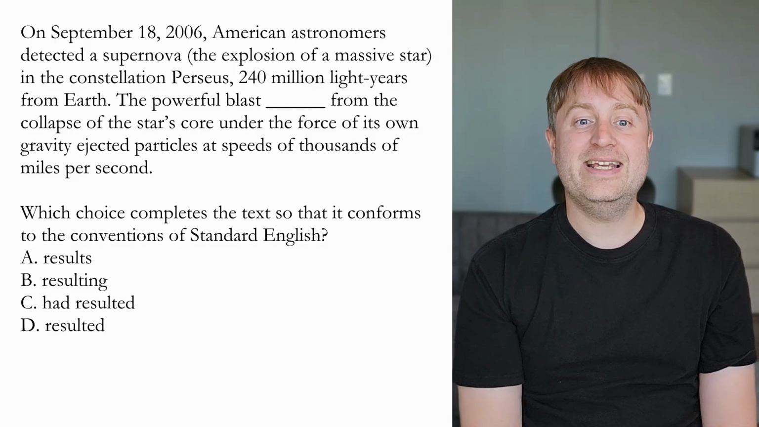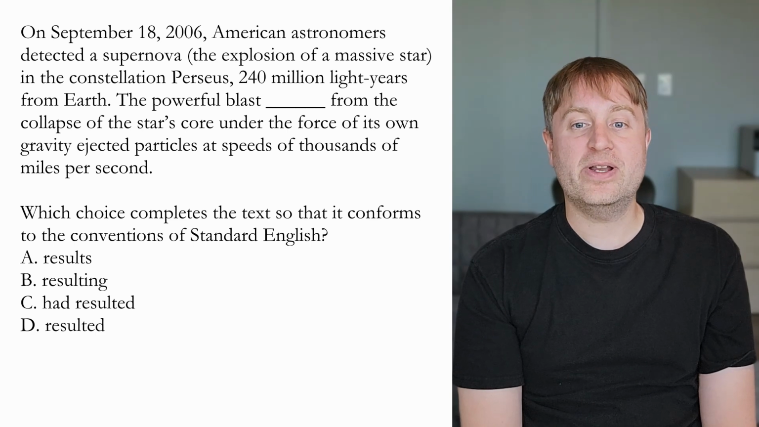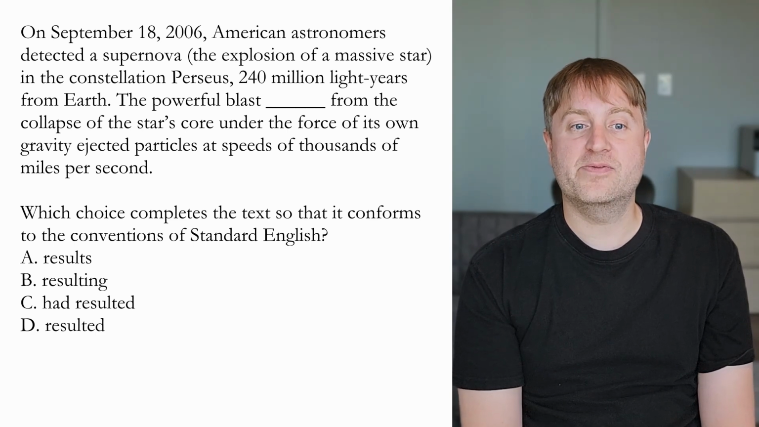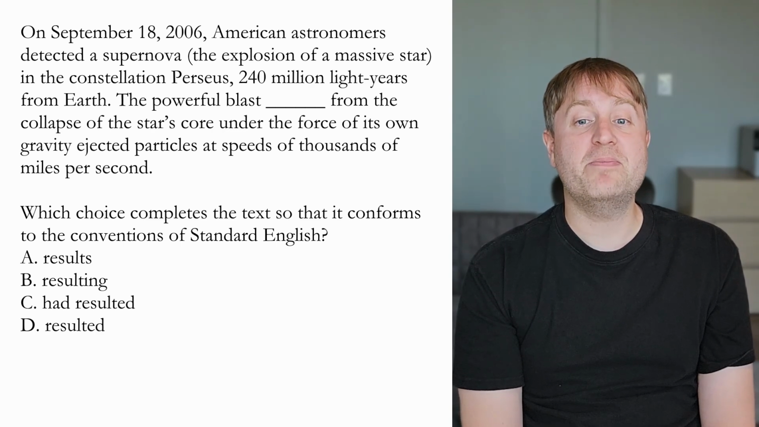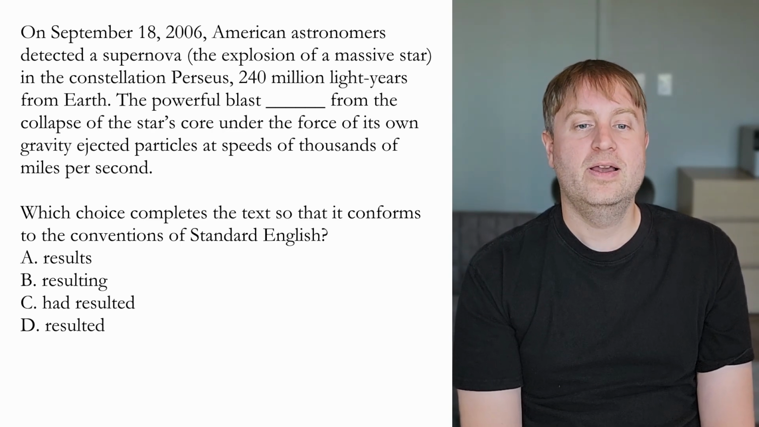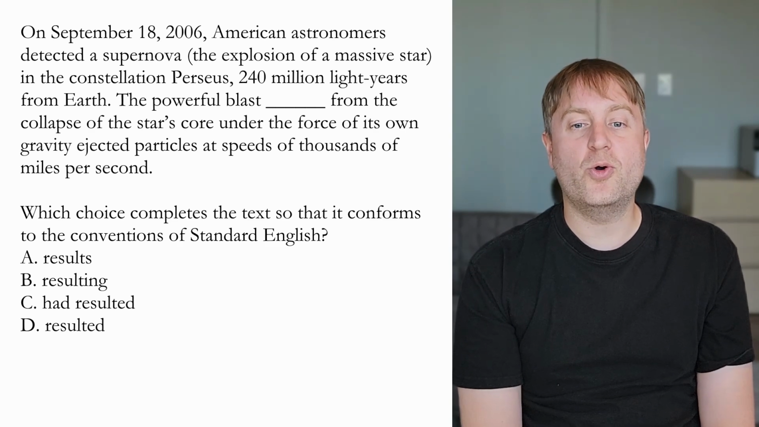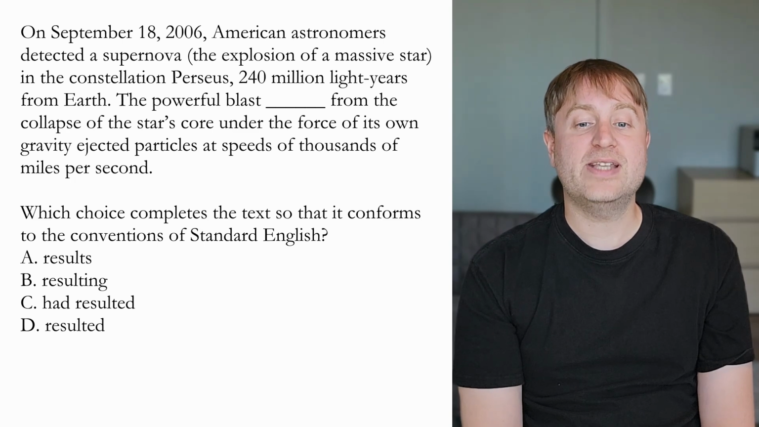On September 18, 2006, American astronomers detected a supernova, the explosion of a massive star, in the constellation Perseus, 240 million light-years from Earth. The powerful blast, blank, from the collapse of the star's core under the force of its own gravity ejected particles at speeds of thousands of miles per second.